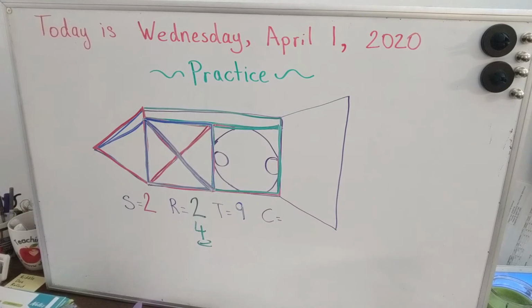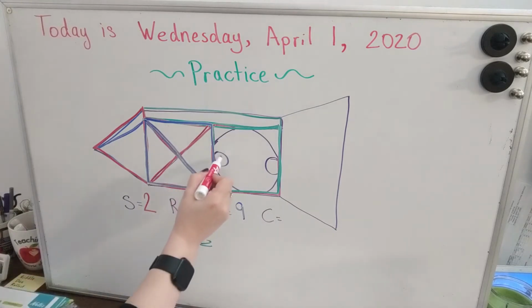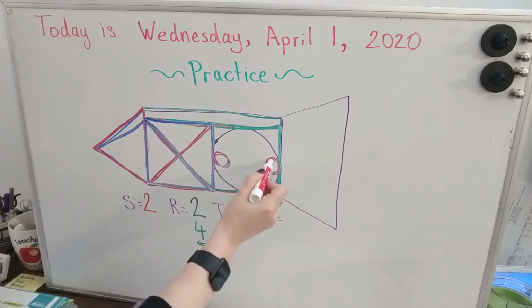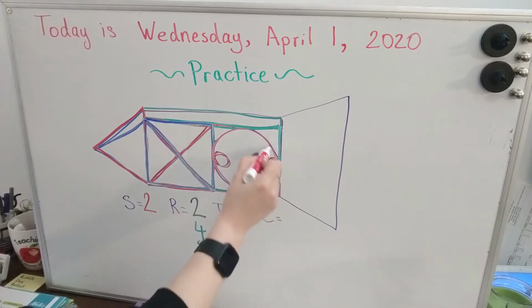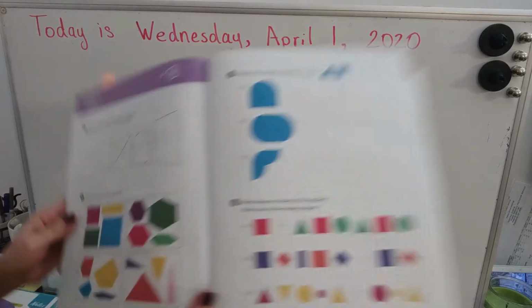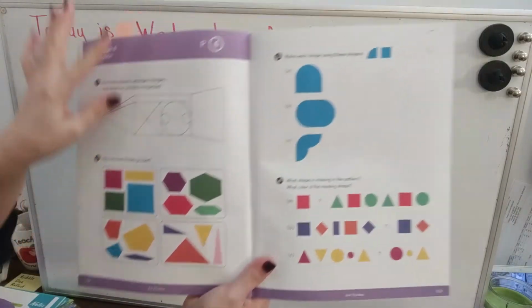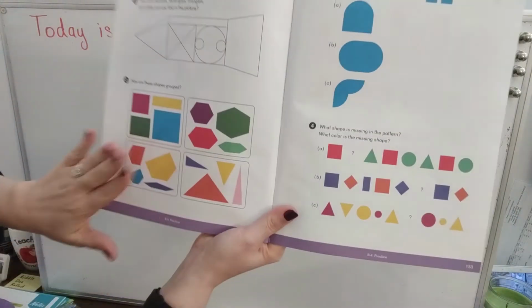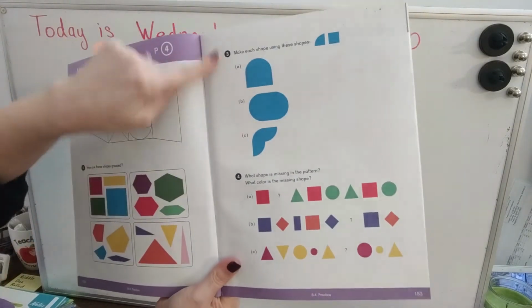Now let's take a look and count our circles. There's 1, 2, and 3. 3 circles. Great job. I'm going to skip number 2 for now, and we're going to work on 3, and then we'll come back to number 2 just because I'm going to work on these on the board.